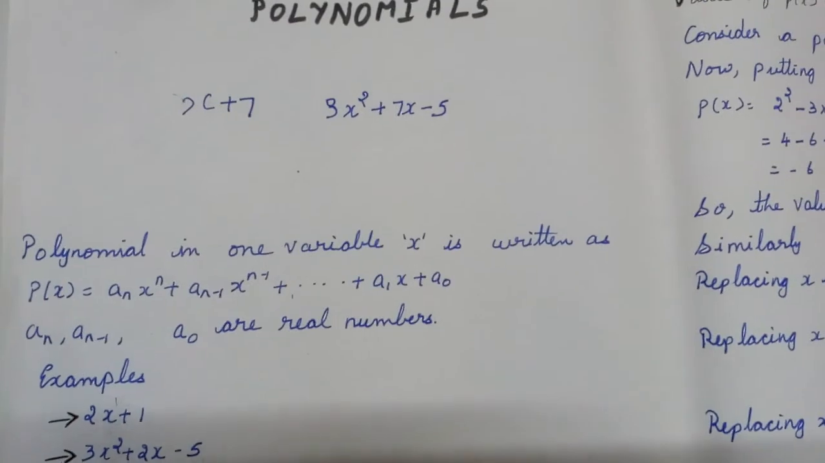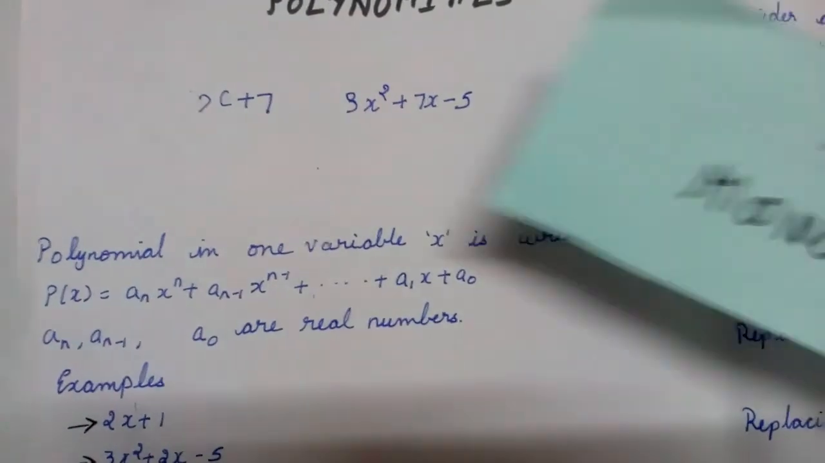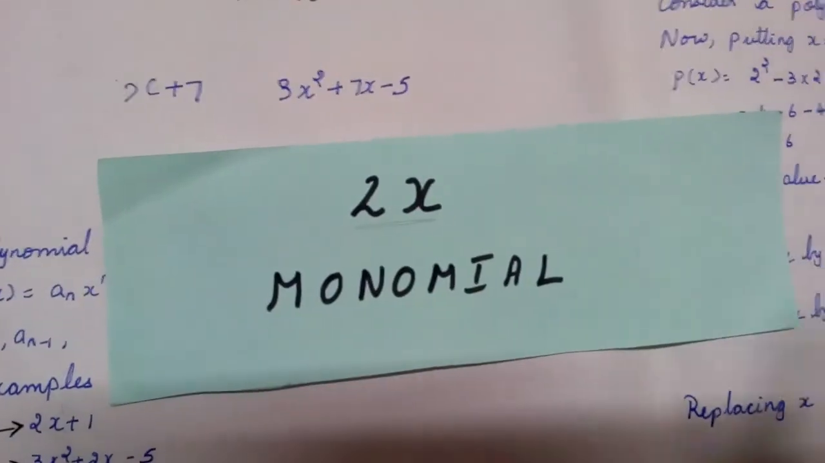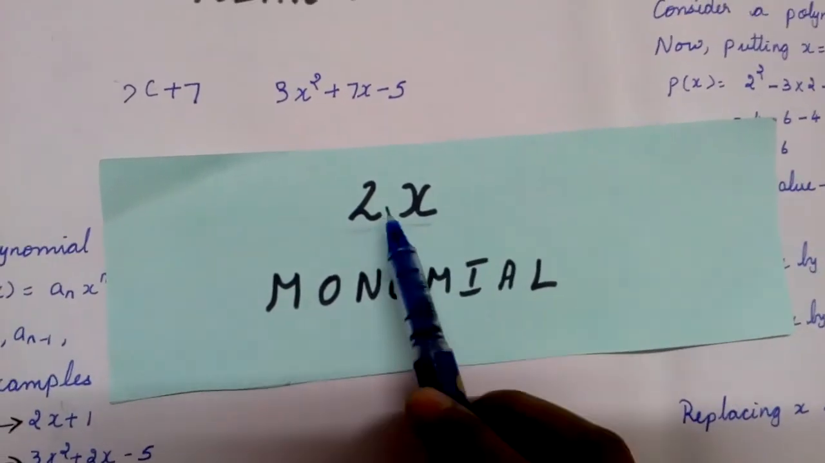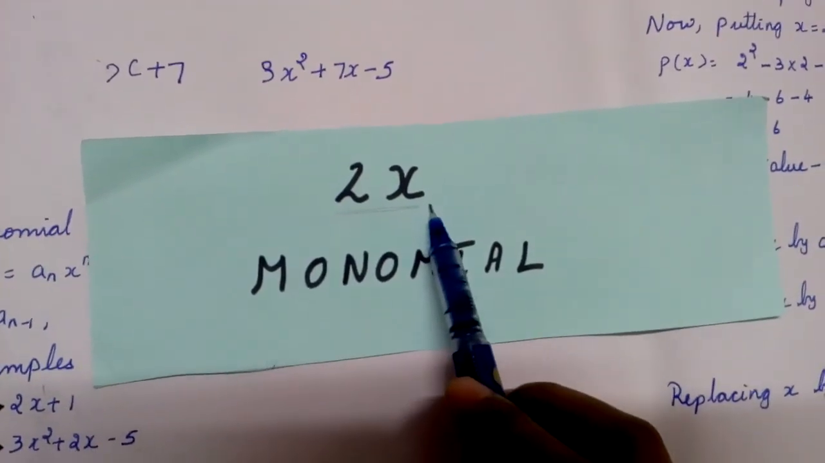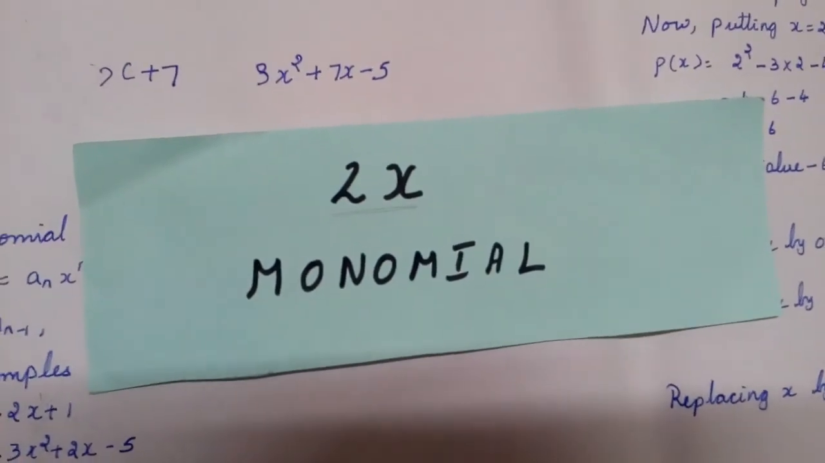Now, based on the number of terms, the algebraic expressions are classified into three types, that is, a monomial, binomial and a trinomial. So, what is a monomial? An algebraic expression with one term is called as a monomial. So, here there is only one term, that is 2x. So, it is a monomial.